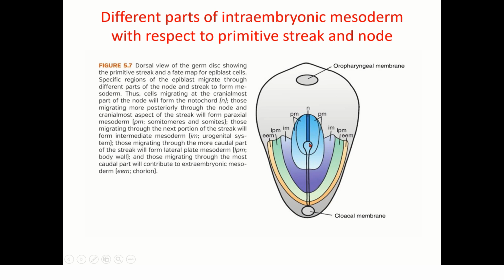So here you can see from the primitive streak the cells migrating from the most cranial part of the primitive streak, the cells migrating from the notochord. Next to that they form paraxial mesoderm, next to that they form intermediate mesoderm, next to that they form lateral plate mesoderm, and next to that they form extraembryonic mesoderm.